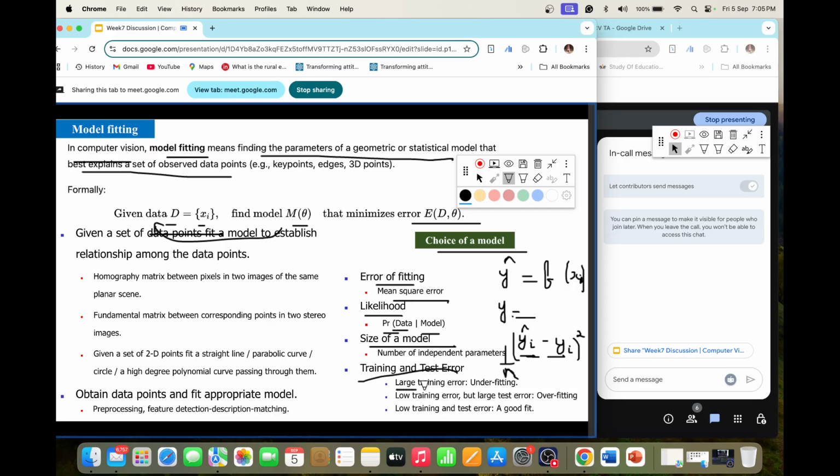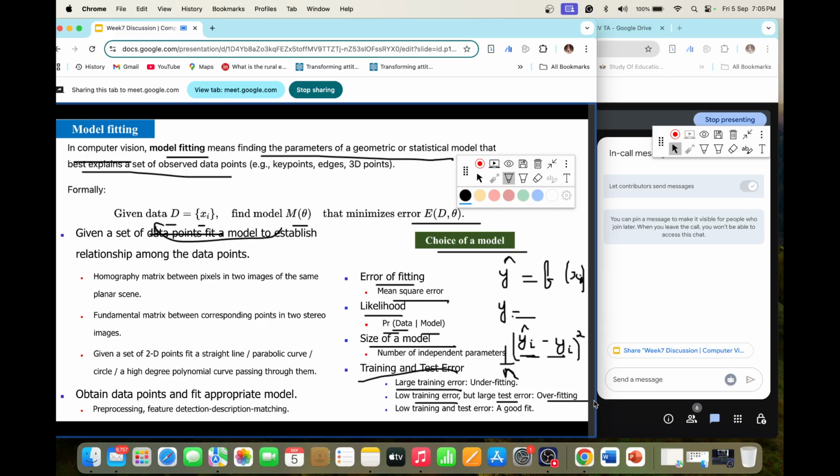Now what can we tell about the training error and test error? If we have a large training error, then the model is underfitting. That means the model will always underfit if we have a large training error. If we have low training error but large test error, then we can say our model overfits. That means it is fitting the training data well, but it is not performing well on our test data. So that is why we say our model is overfitting. So underfitting if we have large training error; if we have low training error but large test error, then overfitting.